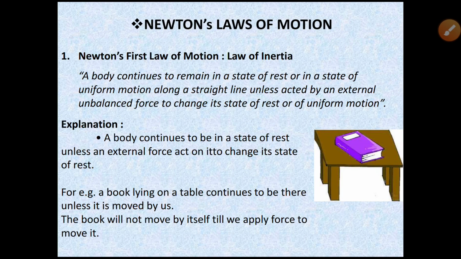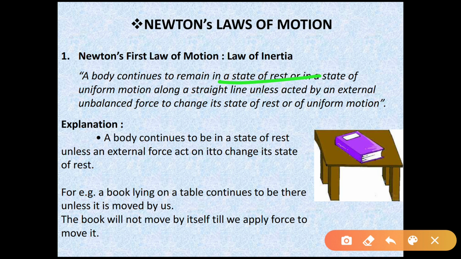In this lecture, we will study Newton's first law of motion, which is also known as the law of inertia. It was actually given by Galileo, but then Newton studied it and formulated the law. So it is also known as Newton's first law or Galileo's law of inertia. So, what is the statement? A body continues to remain in a state of rest or in a state of uniform motion along a straight line unless acted on by an external unbalanced force to change its state of rest or state of uniform motion.